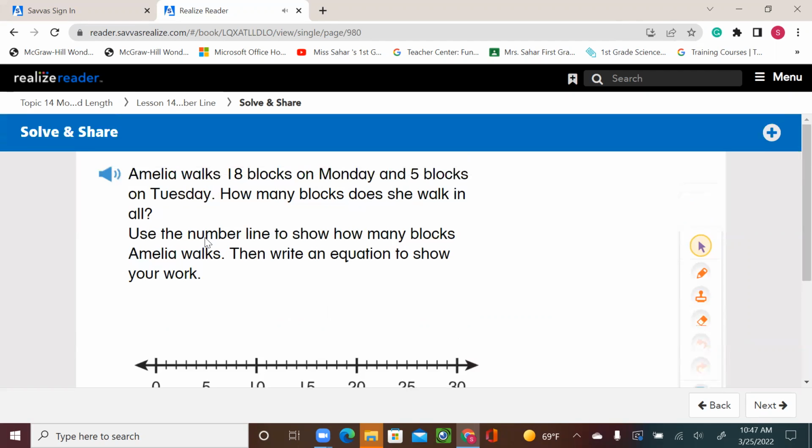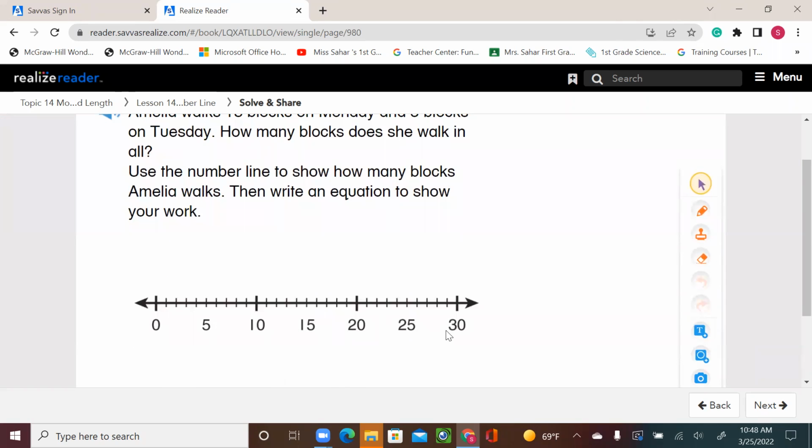All right, so I can tell that in this equation, we are adding because Amelia walks 18 blocks on Monday and she added more blocks, which she walked again, 5 more blocks on Tuesday. So how many blocks does she walk in all? So let's start. This is my open number line. So my equation would be she walked 18 and then she walked 5 more. So 18 plus 5 equals, let's find my answer using the open number line.